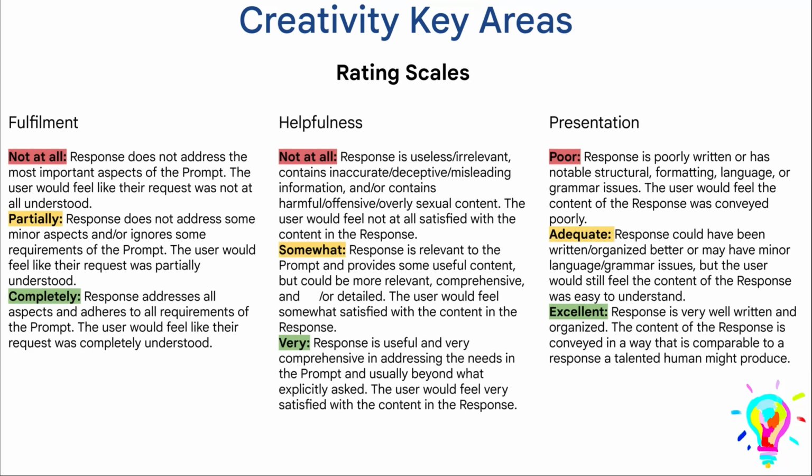Now, for each of these creativity areas, we will have rating scales. On your screen, you will see the rating scales for all key areas. Let's just quickly go through them. Fulfillment. First rating, not at all. This is a negative score. This means that the response does not address the most important aspects of the prompt. The user would feel like their request was not at all understood.